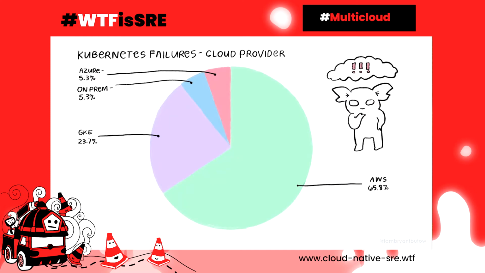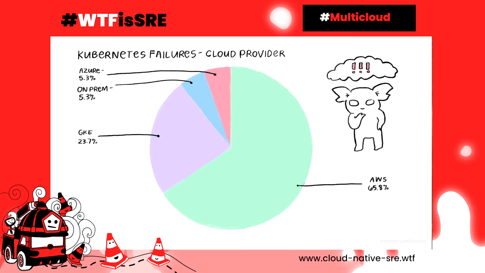Now, what I thought would be interesting to do is to break down Kubernetes failures by cloud provider. What I did first is look at how many outages were reported across cloud providers. AWS is the most common to have reported outages. This makes a lot of sense, because most people are running Kubernetes on AWS at this time. It's obviously a very popular cloud provider.